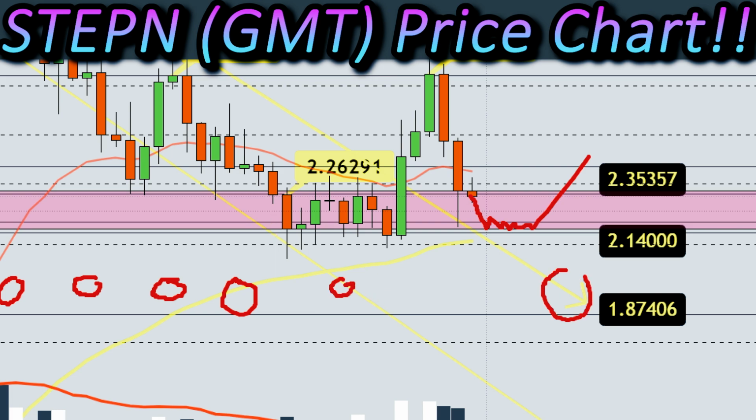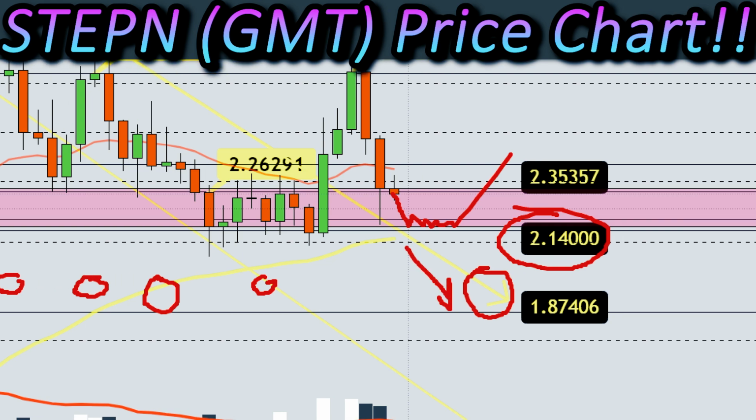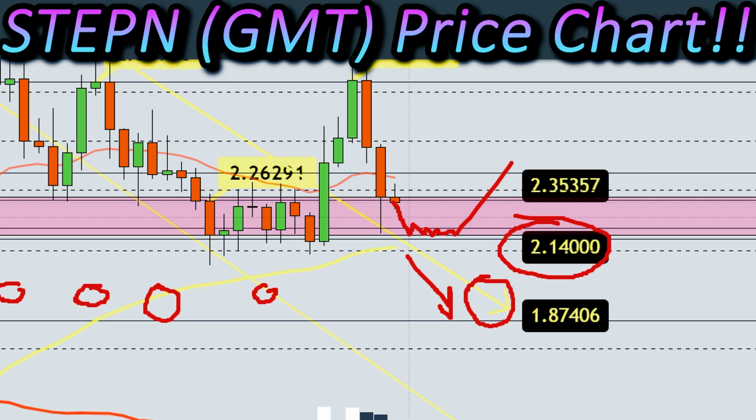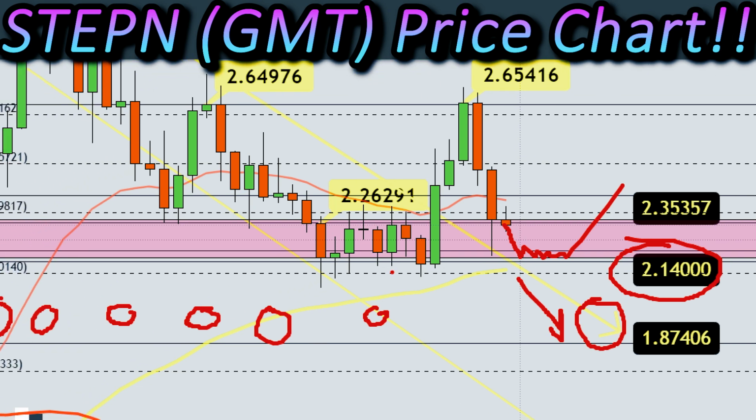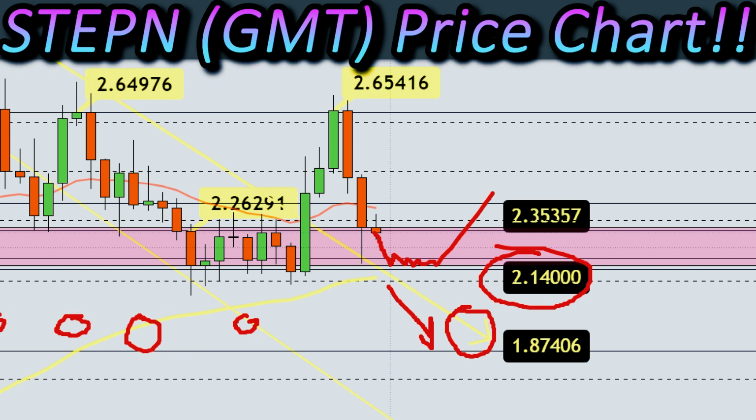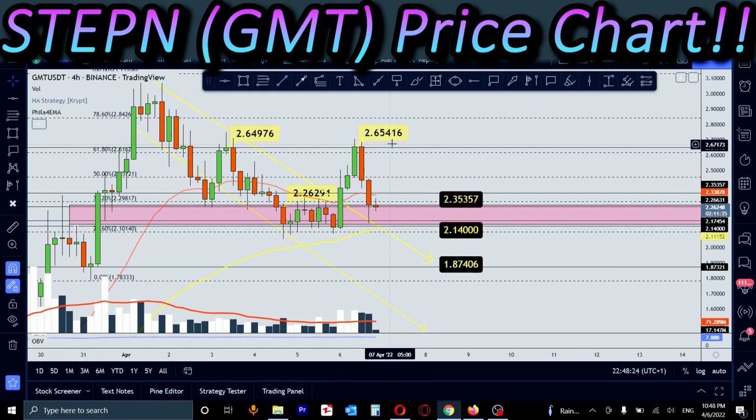So 1.87 is surely going to come if we break the level of 2.14, closing below the 2.14 level, and then we might see 1.87 in the days to come, maybe tomorrow, maybe the day after tomorrow or whatever. And then from there we might see some accumulation. So you might be wondering, I am just not sure where the price wants to go, so I give you the possible scenarios.